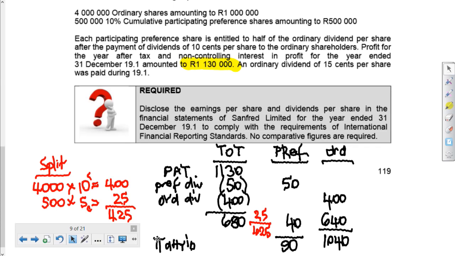The split of the 1130 profit goes 1040 for ordinary shareholders and 90 for pref shareholders. Yeah. You'll see the solution. So that's all you need, because if they ask you to work out the earnings per share, this question asks you to do earnings and dividends per share. But if they just asked you to do earnings per share, that's all you need. You've got the number of shares. You can work out dividends per share, isn't it?